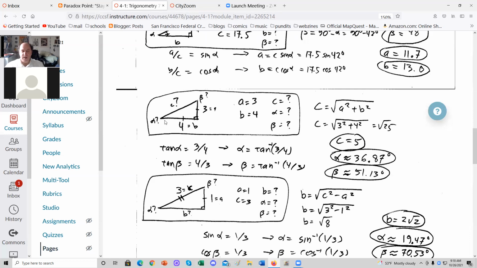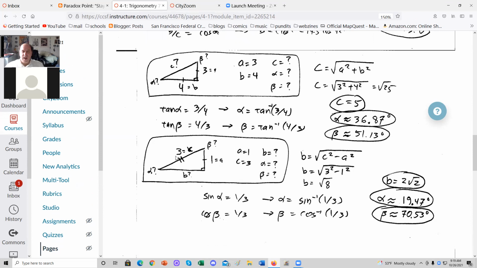Simple enough. Now tangent alpha is opposite over adjacent, 3/4. So alpha is arctan 3/4, about 36.87 degrees. Beta is arctangent of 4/3, about 51.13 degrees. I could, from here, take 90 degrees minus this and get beta and get the same result. But like I said, using A and B is using fresher data.